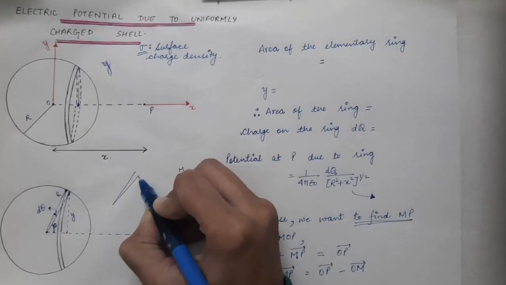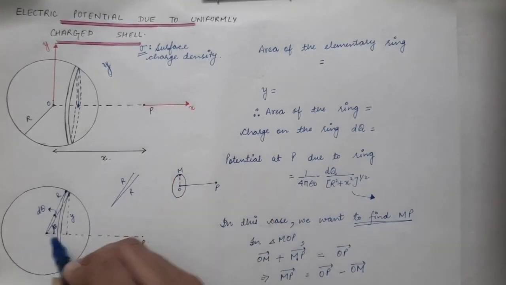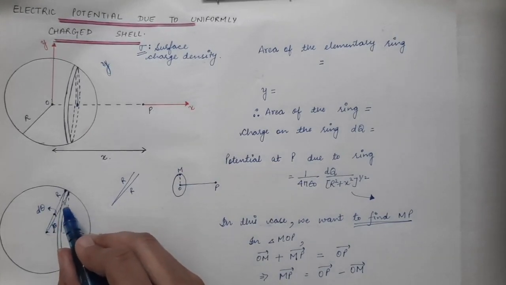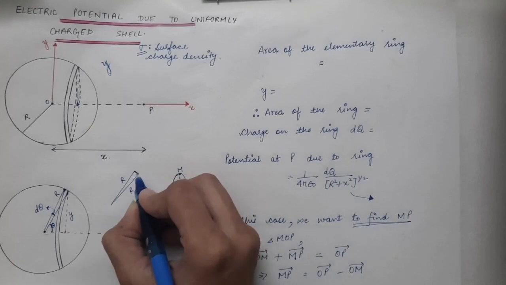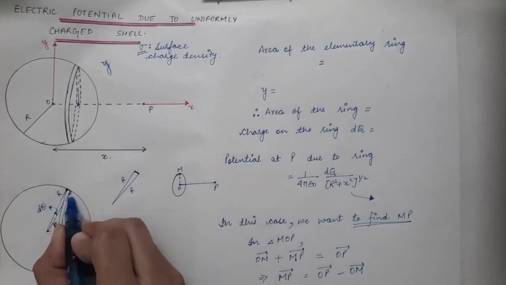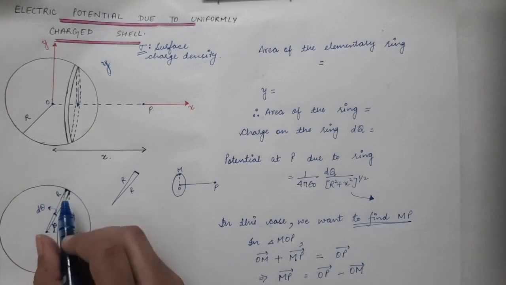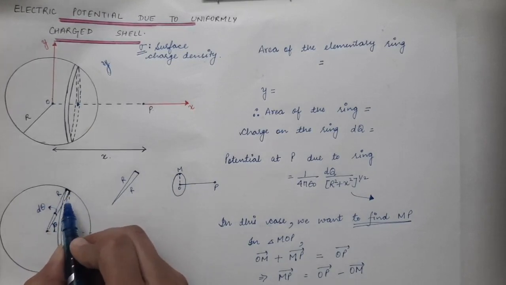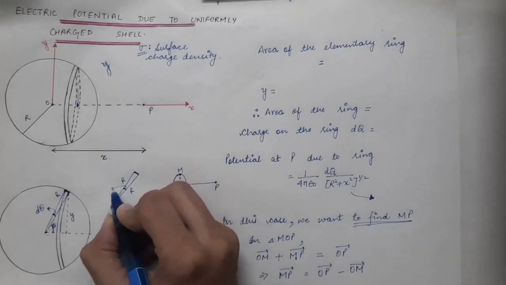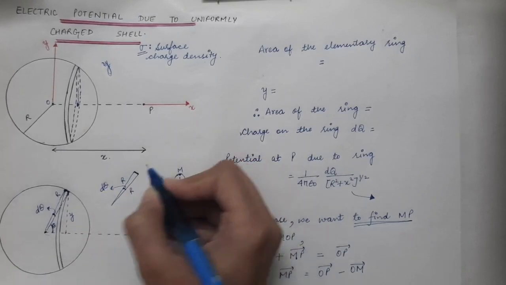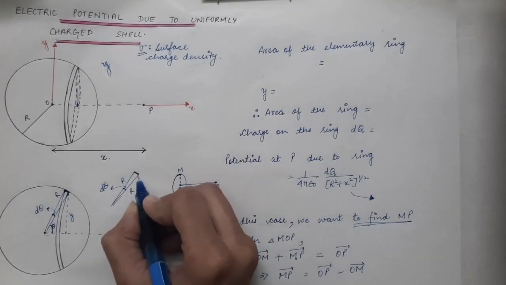So we have two lengths, each equal to capital R, and we have a small section over here. This small section gives us the thickness of that elementary ring. Now what will be the thickness from this diagram? This angle we have considered equal to d theta, and this is capital R, and this length is also equal to capital R. So what will be this length?